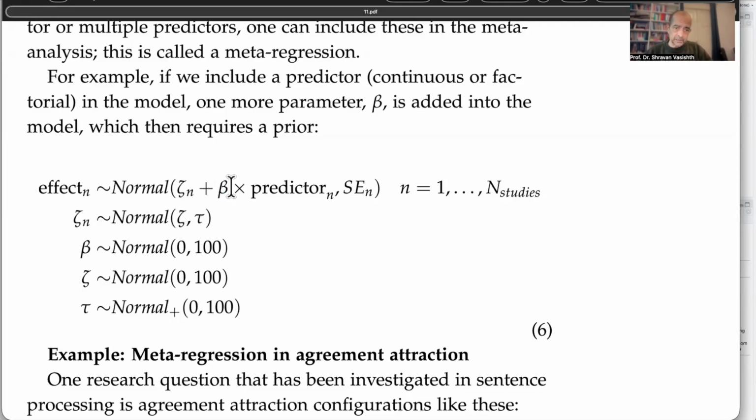The only difference is I've got some predictor in each study, and now I've got a slope parameter that tells me something about the effect of that predictor on the effect size.